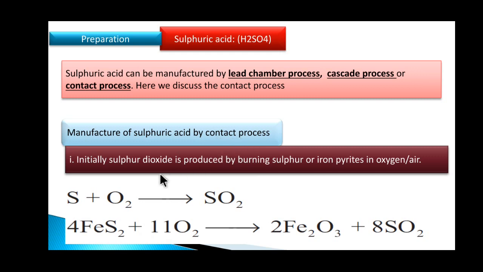For the first step, sulfur and iron pyrites are allowed to react with oxygen or air. By burning, it will give the product sulfur dioxide. So the first step, we are going to prepare sulfur dioxide. Is it clear? So the sulfur dioxide is prepared by sulfur reacting with oxygen. By the burning method, it will give the product SO2.